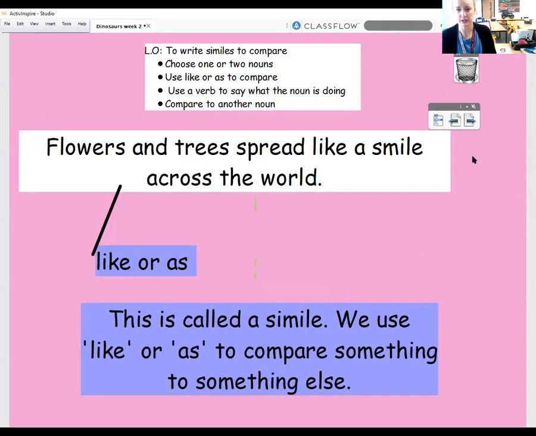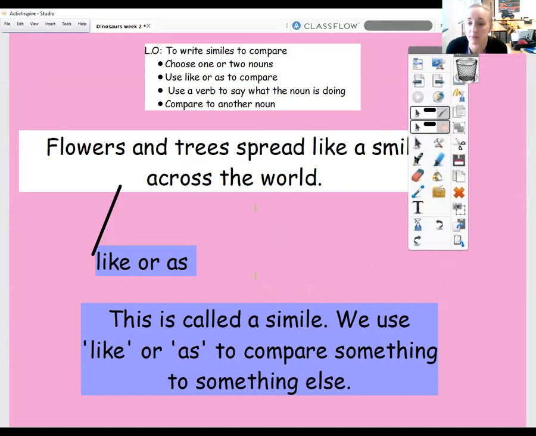So we're going to have a look at doing similes. Can you say simile? Okay. So a simile is when we are comparing something to something else. We're comparing one object, one noun, to another object, another noun. And we are using a very key word or phrase. So I'm just going to circle here. We have to use like or as. Okay, so one of these two words in our simile.